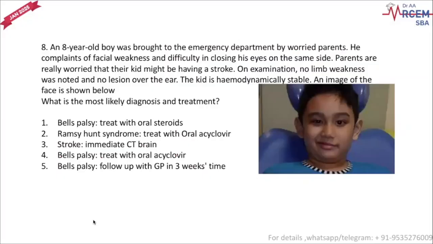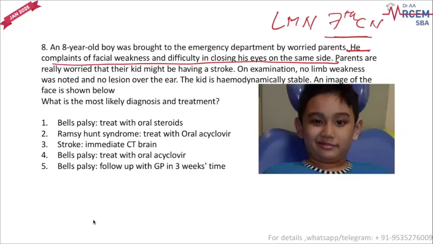An 8 years old boy was brought to the ED by a worried mom. He complains of facial weakness, difficulty in closing the eyes on the same side. So it is suggestive of what? LMN seventh cranial nerve palsy, which is also known as facial nerve palsy or Bell's palsy. Parents are really worried that the kid might be having a stroke. On examination, no limb weakness is noted and no lesions over the ear. No lesions over the ear will rule out Ramsay Hunt syndrome. The kid is hemodynamically stable. An image of the face is shown below. What is the most likely diagnosis or the treatment?